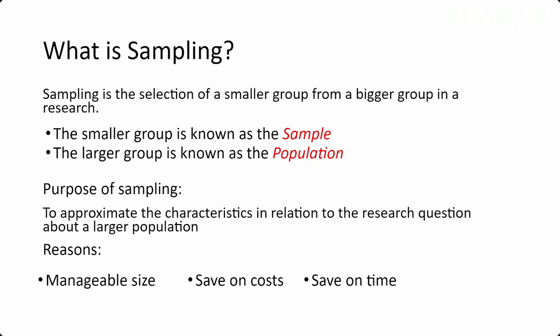Because once you go that route of looking at the entire population, you might not even meet your target. You might not finish your research. There is no time for such a big population. Unless the population is very small, that's when you can go ahead with picking the entire population. But otherwise, these are the main reasons why we sample: to have a manageable size, save on cost, and save on time.